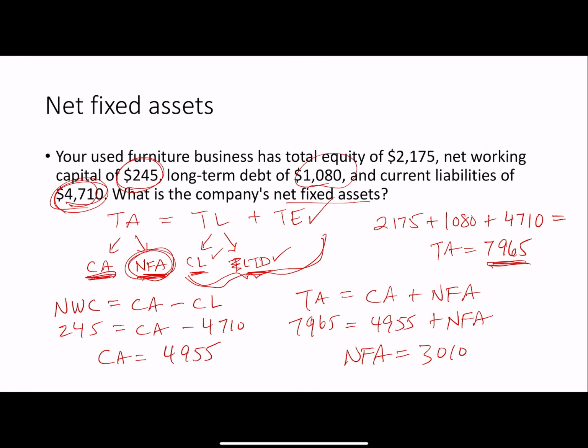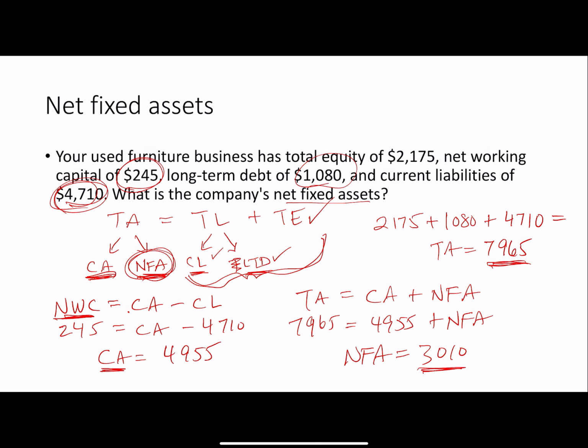We were also given a hint of net working capital. So we used the net working capital equation, which is equal to current assets in excess of current liabilities, to back out the current assets that the firm owns. So then we just used the equation total assets is equal to current assets plus net fixed assets to back out what net fixed assets was, which is 3,010.